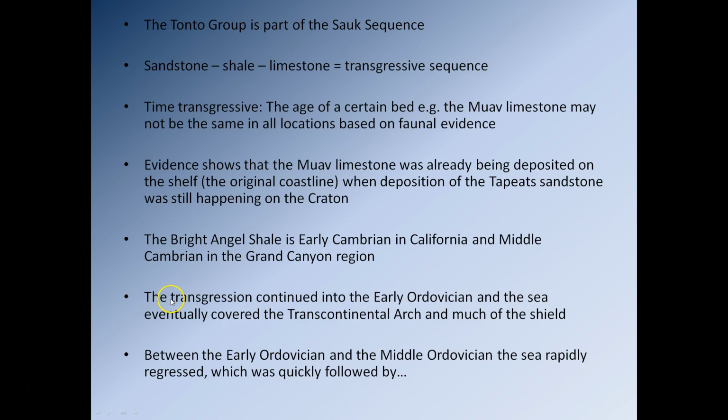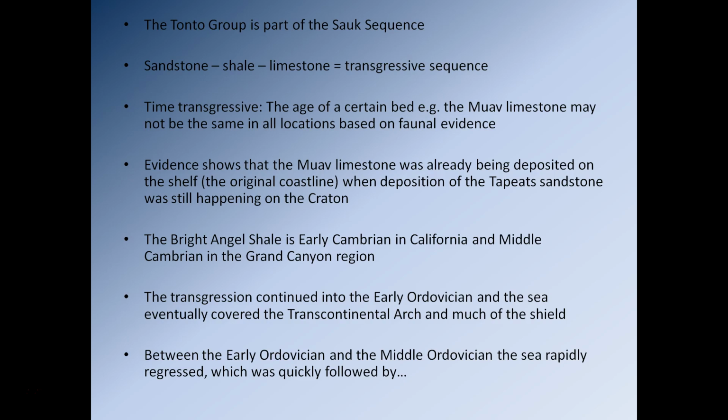The Bright Angel Shale, in the early Cambrian, is in California, and by the middle Cambrian, it's in the Grand Canyon region. As the sea levels begin to rise, we see these facies begin to shift inland. So if you follow the same layer of rock, starting on the west coast in what is now modern day California, and you head towards the center of the United States, that same layer of rock is going to be getting younger.